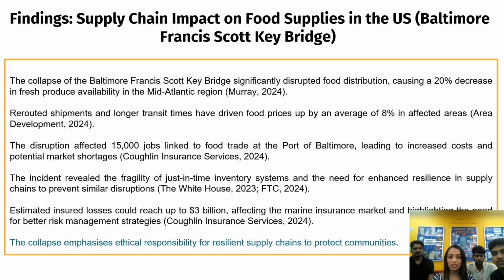The economic impact of this disruption extended beyond just food availability. Approximately 15,000 jobs linked to food trade at the port of Baltimore were affected, leading to increased cost and potential market shortages. Financially, the disruption has had significant consequences, with estimated insured losses potentially reaching up to 3 billion. This situation underscores the importance of better risk management strategies within the marine insurance market and across the broader supply chain industry. This underscores ethical responsibility in ensuring robust, resilient supply chains to protect communities.